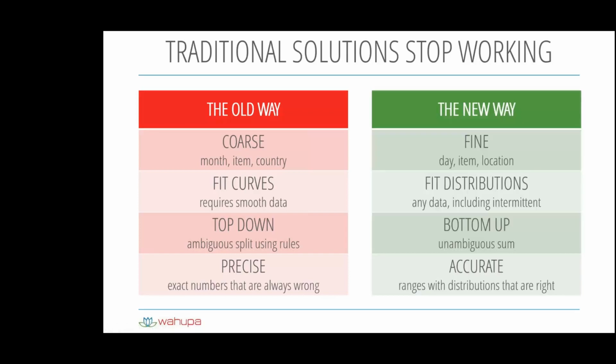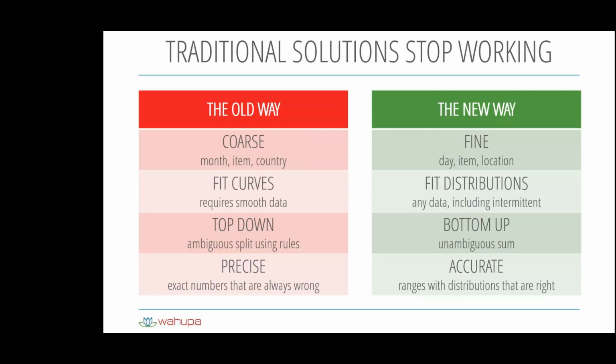So what we have to do is shift the way we work. And the new way is we need to actually go into that detail at a fine granularity in all dimensions, time and product and location. And instead of fitting curves through it, which is really difficult, you want to fit probability distributions, which it doesn't really matter what the shape is, if it's intermittent or not. You can always fit a distribution through it.